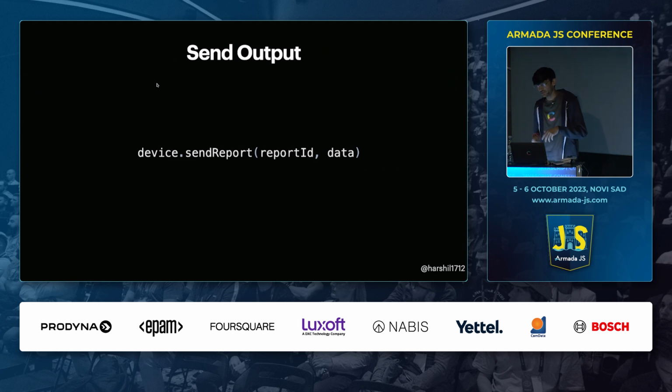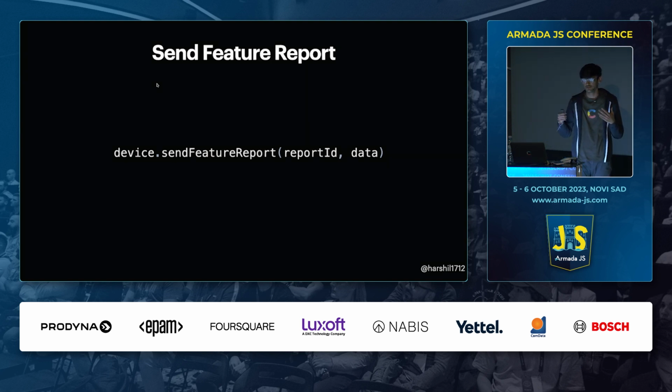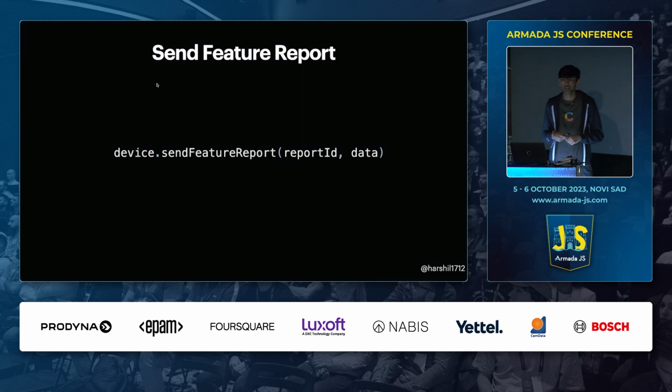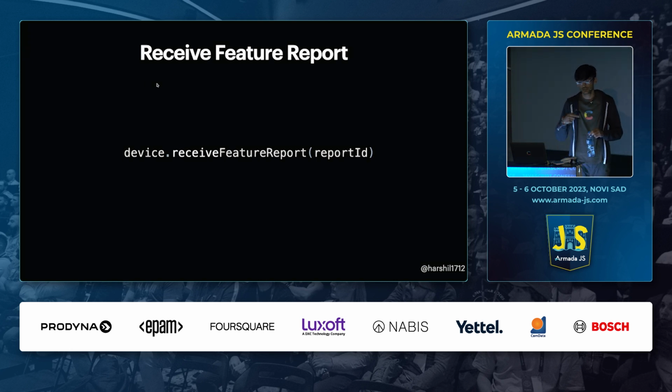Right. Now, similar to the send report function, as I mentioned, there is also a feature report. I haven't had time to play around with the bits of feature report, so I haven't executed that yet. I don't have a code sample for that, but if you get enough time, it takes the same parameters as the send output function, which is the report ID and the data. And as I mentioned, with feature report, you can also receive the data. So there is another function called receive feature report, which you can use to receive the information from your controller.